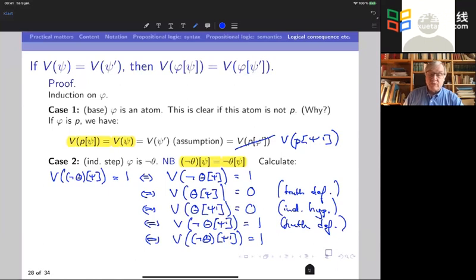But the values are 1 and 0 and nothing else. So we have shown that the first formula has the value 1 if and only if the second formula has the value 1, which means that the first formula has the value 0 if and only if the second has the value 0. So they have the same value. And that takes care of this induction step.